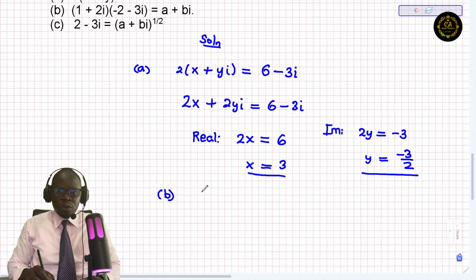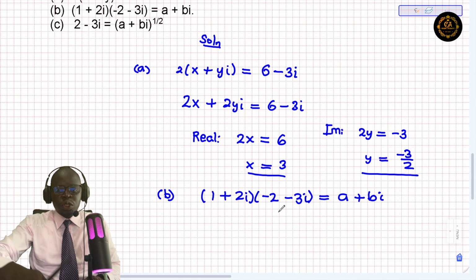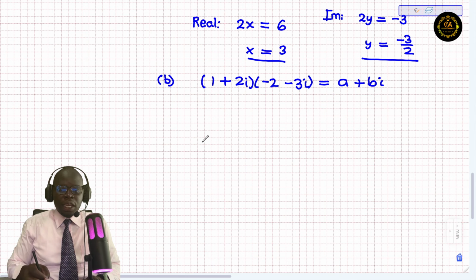Let's move on to part B of the question, and that is 1 plus 2i, multiplied by negative 2 minus 3i, and this is equal to a plus bi. Now firstly, we need to make expansion of this left hand side. So we have 1 times negative 2, that is negative 2, and 1 times negative 3i, we also get negative 3i.